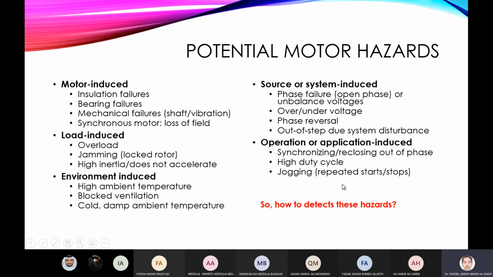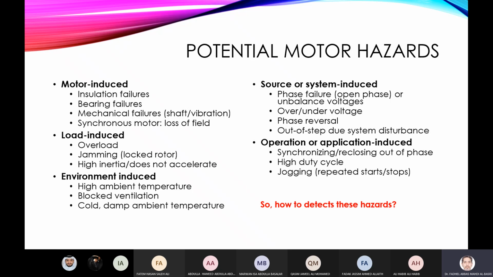We have also jogging or repeated start to stop. If you start the motor on, off, on, off, too frequently, it could be due to somebody operating it in this way, not as intended by the manufacturer. That can also increase the heat. I'll show, inshallah, something related to this in the part on thermal protection.